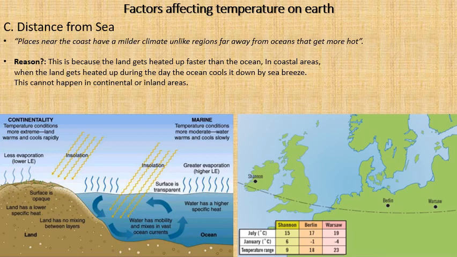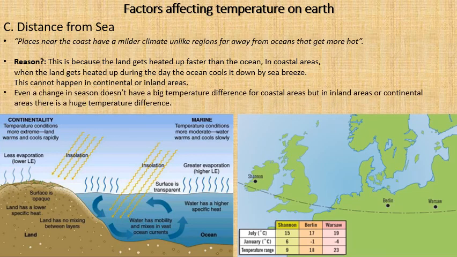But when it's near the ocean, because of sea breeze and land breeze, when the land gets heated up, the ocean cools it down. When the land gets cooler, the ocean warms it up. Even a change in season doesn't make a big temperature difference for coastal areas, but inland or continental regions have a huge difference.